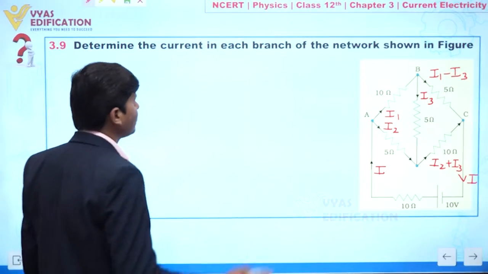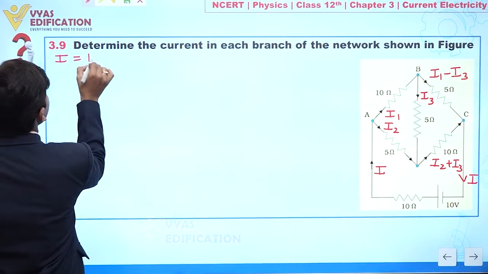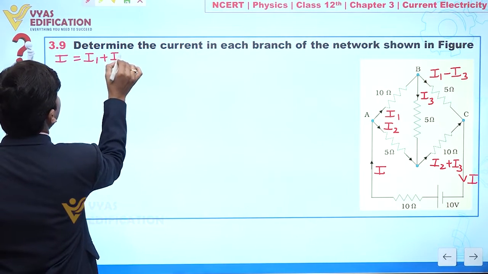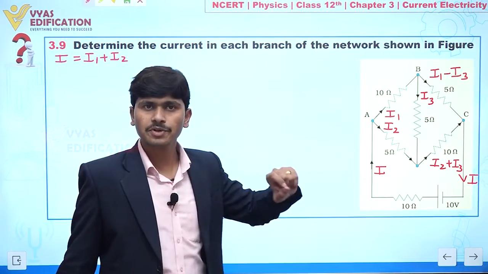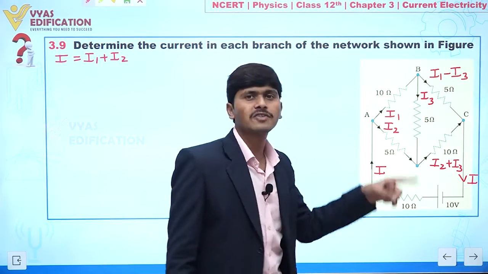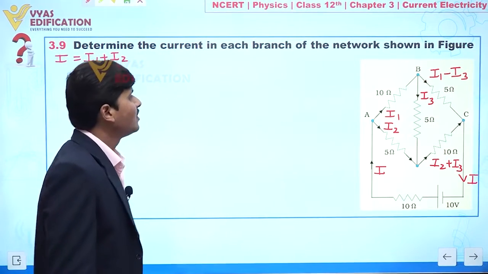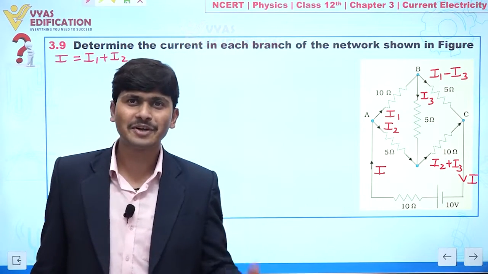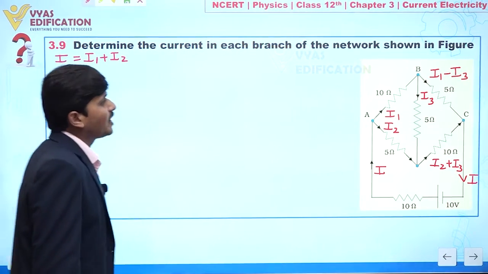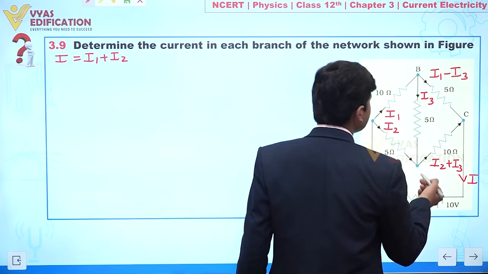Now from here we can first write a very simple relation: I should be equal to I1 plus I2. At junction point A, or at junction point C, the incoming current is equal to outgoing current, and this is Kirchhoff's junction law. Clear? Now this follows the conservation of charge. Very important question.